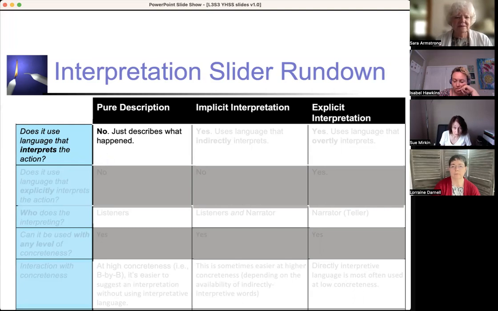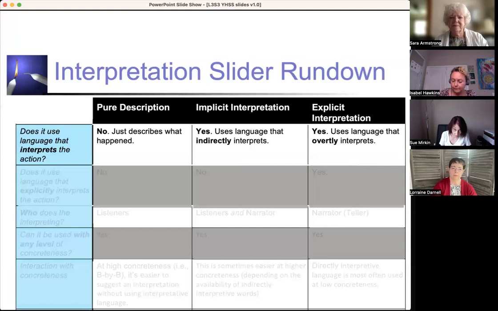A little bit, yeah. It uses language that indirectly interprets. But indirectly, which is the same thing as what you said. It's maybe a little bit more precise, but we're describing the same thing. And then explicit interpretation, does that use language that interprets the action? Yes, it uses language that overtly interprets.